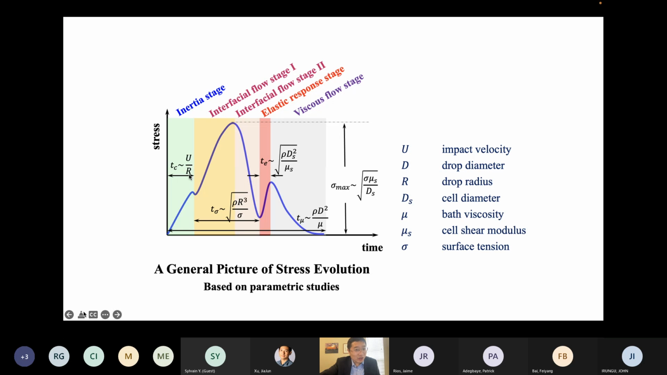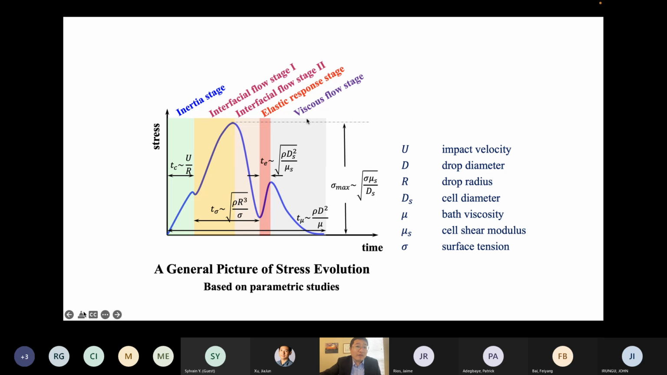R is the radius of the droplet. U is the initial impact velocity. Afterwards, we have inertial interfacial flow stage 1 and stage 2. During stage 1, it reaches the maximum stress. This vertical axis is the stress. And interfacial flow stage 2 is going down, right? In total, we have the time according to the surface tension, sigma.